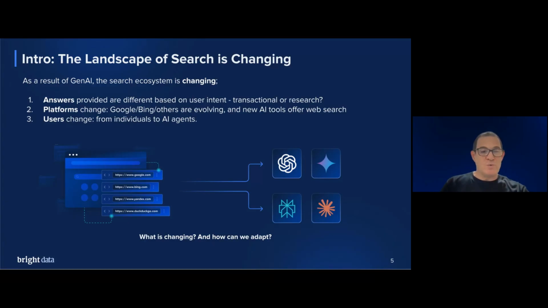The platforms are also changing. We see that all the time. So traditional search engines like Google and Bing are adding more and more AI components that generate some of the results. And also, we have AI tools which are joining, at an incredible pace, more and more AI tools, many of which offer web search. So that's another way for users to search. And then, users also change, because a few years ago, the only entities that searched were people. And now we have AI agents who are doing plenty of searches on behalf of people, and we're going to be talking about that as well. So the idea here is to discuss what is changing and how can we adapt to this evolving market.